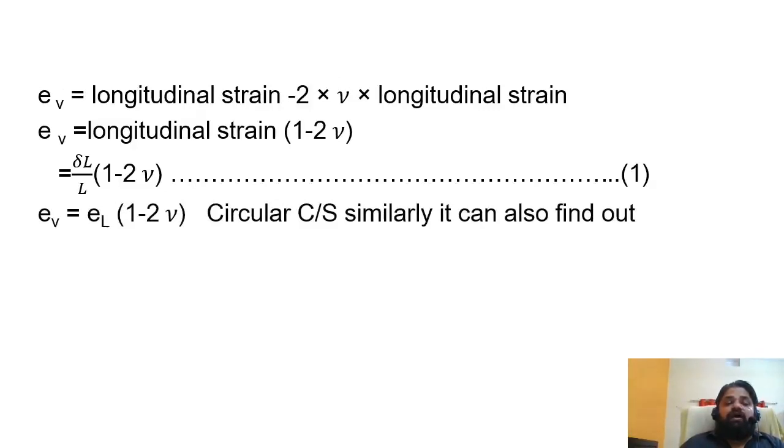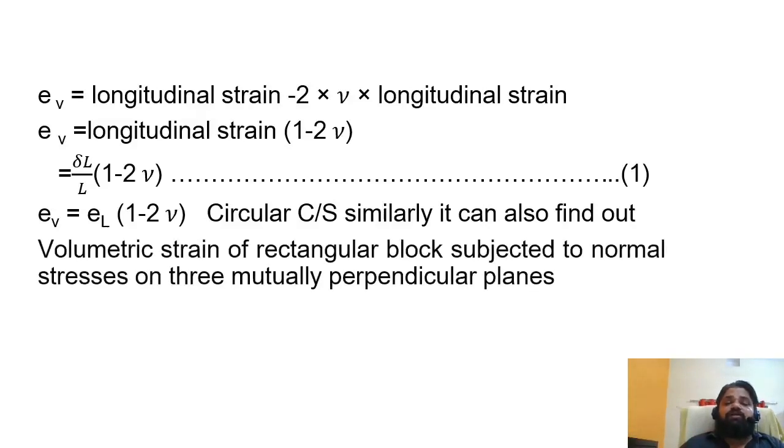Now similarly EV can also be told as EL into 1 minus 2 nu, as I said earlier, for a circular cross section. It can also be found out in a similar way to what we did for the rectangular part.